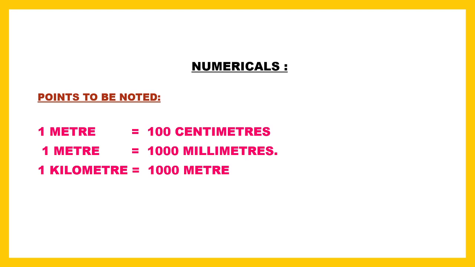So first one is 1 meter is equal to 100 centimeter, 1 meter is equal to 1000 millimeter, and 1 kilometer is equal to 1000 meters. On the reverse, we can also say that 1 centimeter is equal to 1 by 100 meter, 1 millimeter is equal to 1 by 1000 meter, and 1 meter is equal to 1 by 1000 kilometer. Okay, so basically your problems generally come within these units.